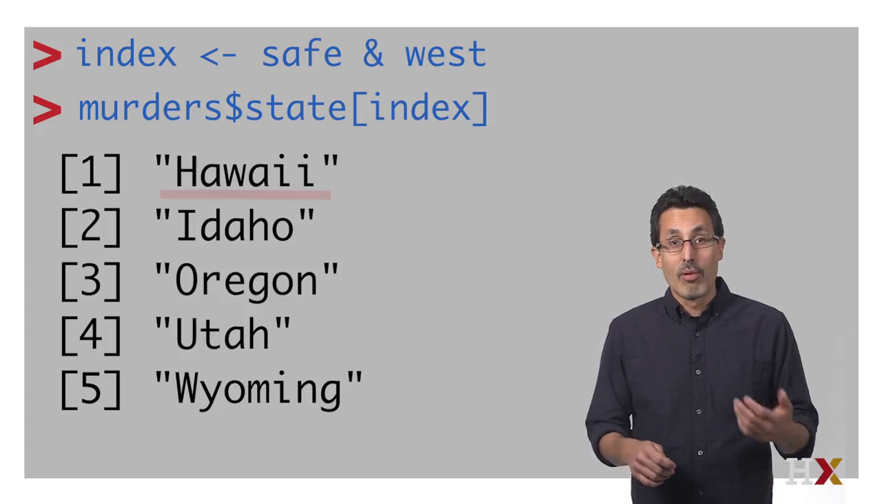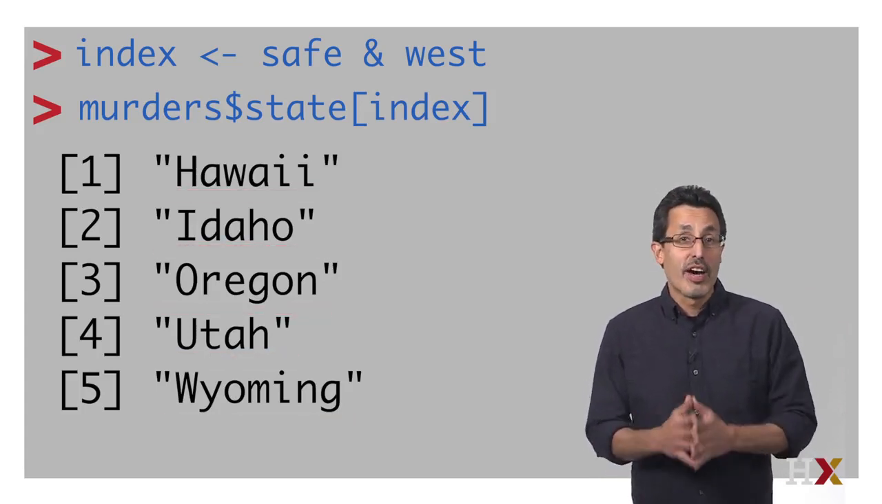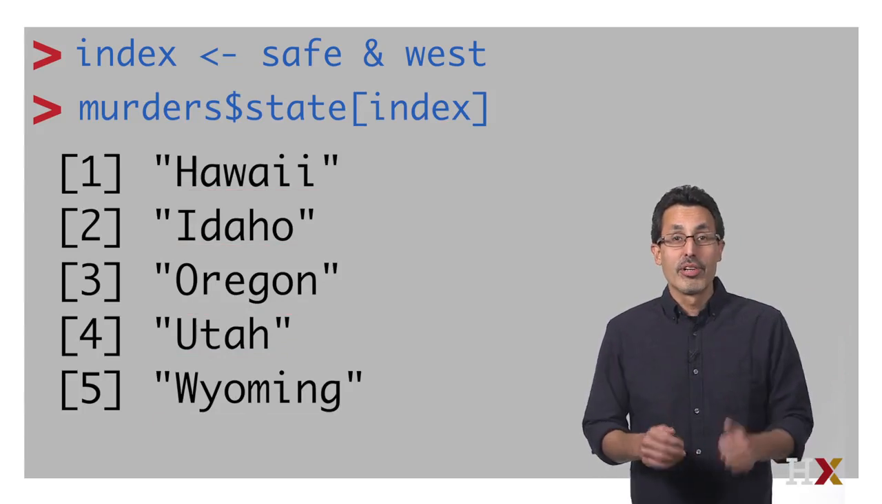The 5 states are Hawaii, Idaho, Oregon, Utah, and Wyoming. So now we have 5 states to pick for where we're going to move from Italy.